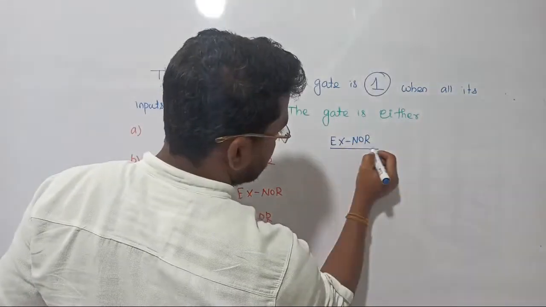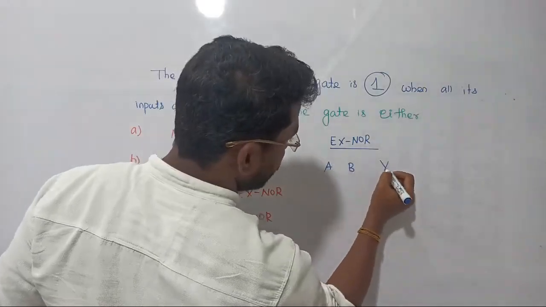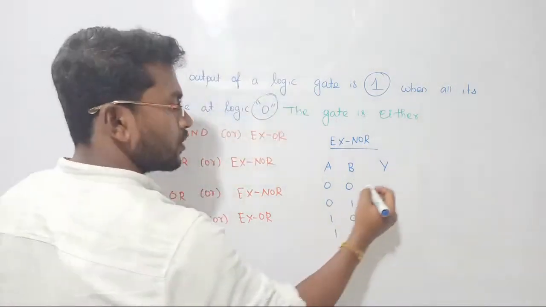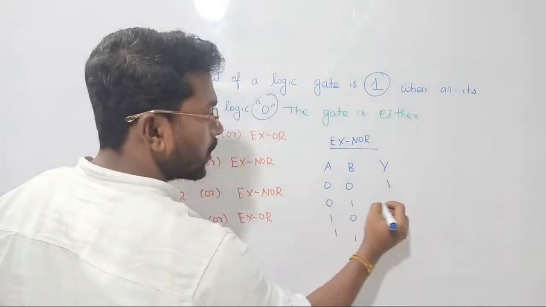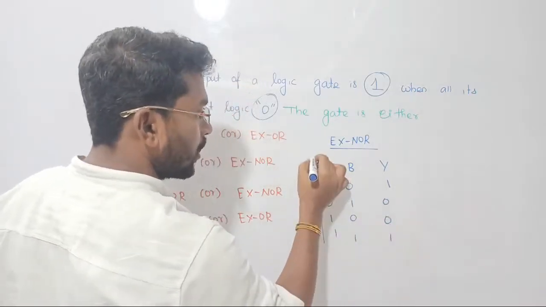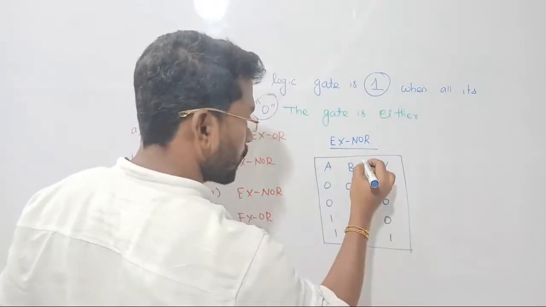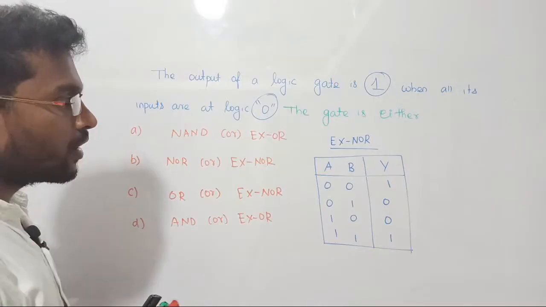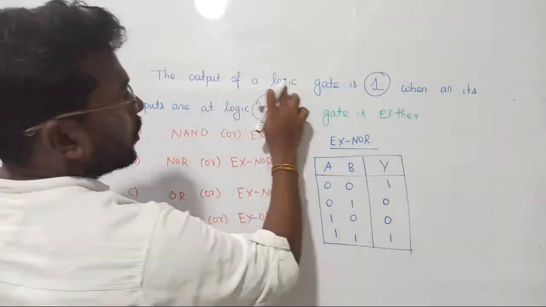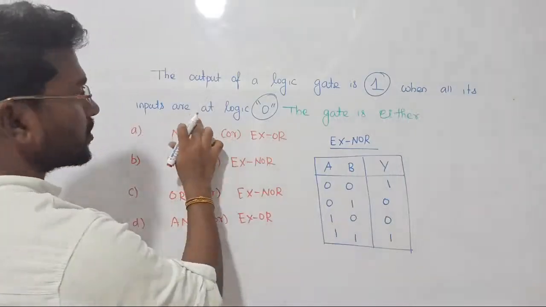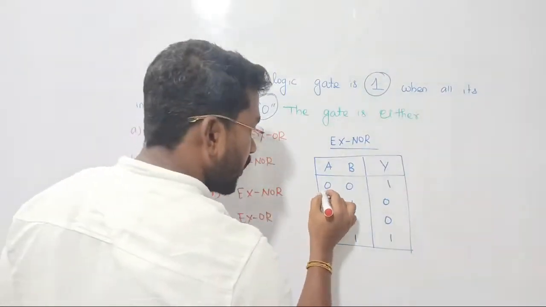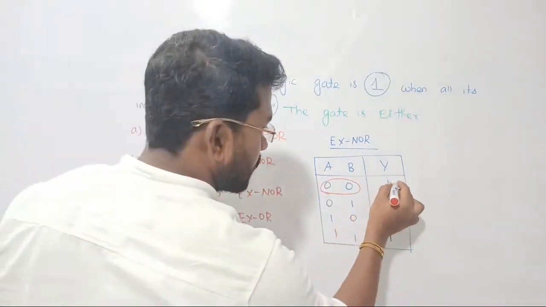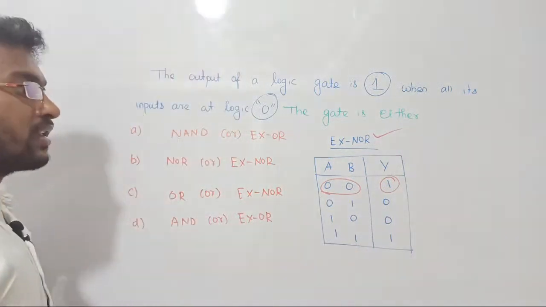How would we have written the logical expression for the XNOR gate? For example, with inputs AB and output Y: 0 0, 0 1, 1 0, 1 1 for XNOR. For 0 0 the output is 1, for 1 1 the output is 1, for the rest I am getting 0. That is the logical output of the XNOR gate. Of course, that is correct, right? So in the XNOR gate, the output of the logic gate is 1 when all its inputs are at logic 0. So there will be a possibility in XNOR that we can expect.